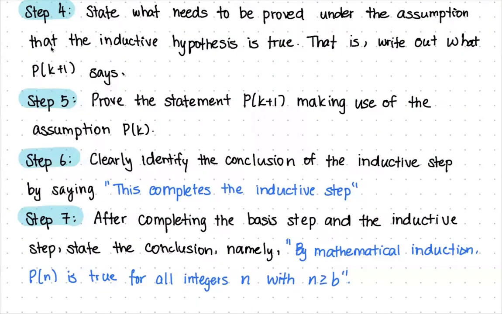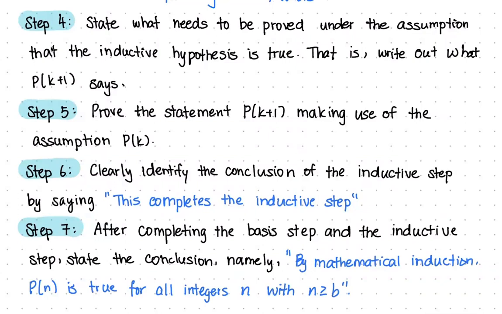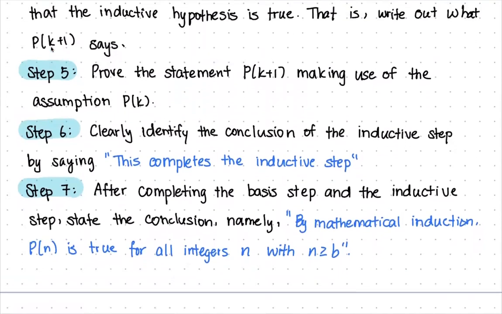The fourth step is to state what needs to be proved. In the inductive step, we want to prove that the (k+1)th statement is also true, so P(k+1) is also true. It's helpful to know what it says, so that you can reach the target you want to end up with. Then in step 5, you prove that P(k+1) is true, making sure that you use the assumption that P(k) is true. That is the important part of mathematical induction.